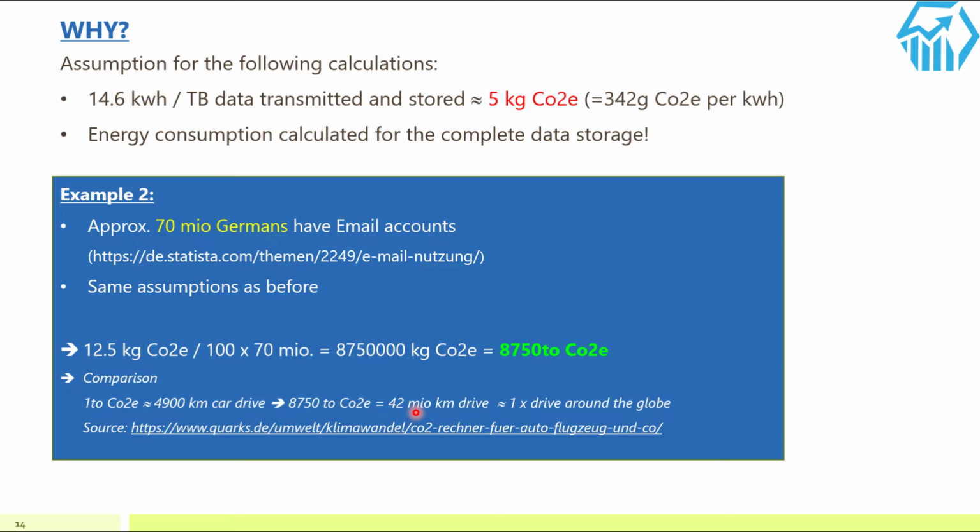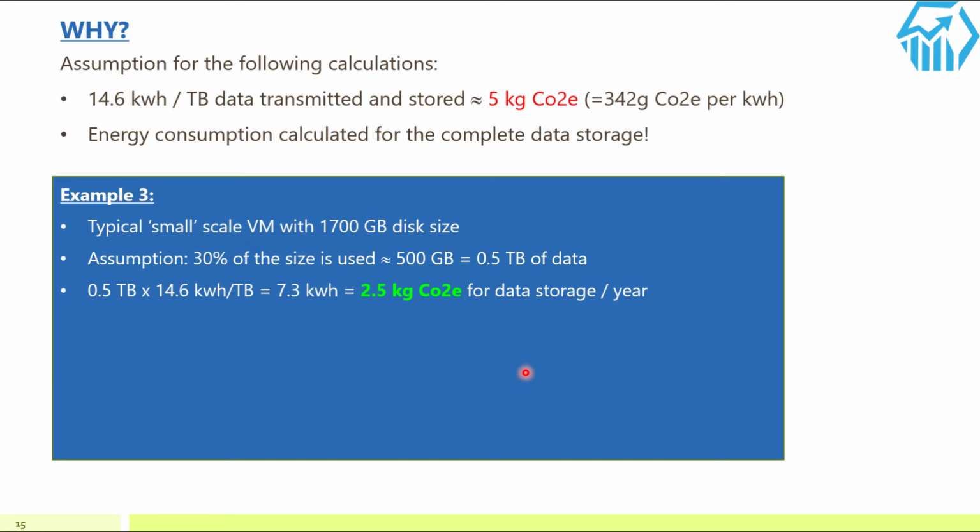And of course, if you can reduce that, then this is a bigger number. But let's have a look at another example. In the previous posts, I often showed you my demo machine, a virtual machine that runs Dynamics 365. And the disk size that I have is around 1,700 gigabytes. There are different disks. If you add them all together, that is what you get. And if you just assume, okay, we do not use all of that, but just 30% of that, you end up with approximately 500 gigabyte or 0.5 terabyte of data.